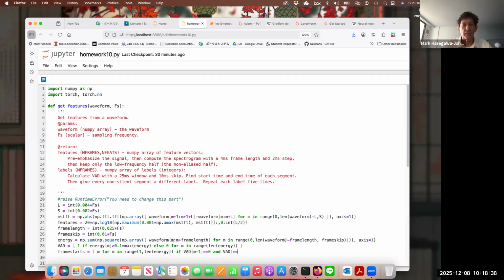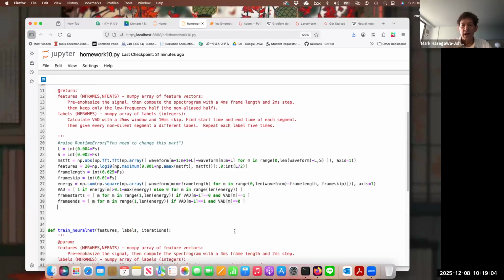And the frame ends will be the frames where it changes from 1 back to 0 again. Now we have the beginning and the end of each frame in the VAD. Now we need to multiply them by 5 in order to get the labels. So we'll set labels to be all zeros unless we change them to something else. So we'll start out with the labels equal to NumPy zeros with the number of frames in the features.